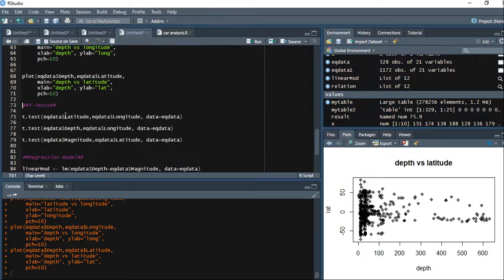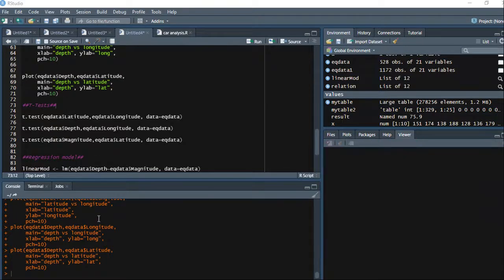So the next is about t-tests. What a t-test basically does is perform one or two sample t-tests on vectors of data. A t-test is any statistical hypothesis test in which the test statistic follows a Student's t distribution. A t-test is a type of inferential statistic used to determine if there is a significant difference between the means of two groups, which may be related in certain features. A t-test is one of many tests used for the purpose of hypothesis testing in statistics.